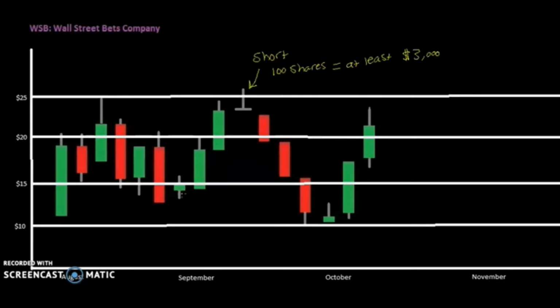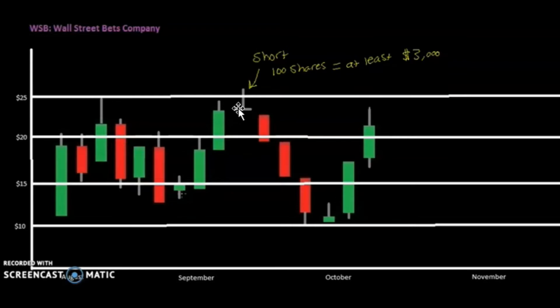Let's say it's September and you think the stock will trade a lot lower than the price it's going at right now. You want to short this stock because you think it's going to go down in price. So if you want to short 100 shares at $25, you would need at least $3,000 to short 100 shares at the $25 strike.